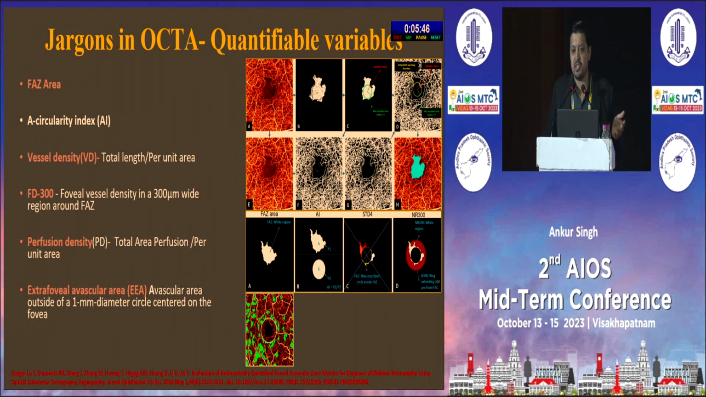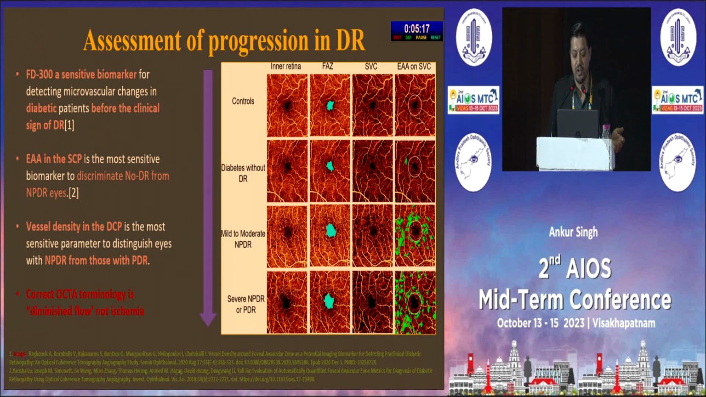Why do we need these diagrams? Because they can act as quantifiable variables. One of them is the foveal avascular zone area, and the acircularity index, which tells how much your fovea is acircular compared to a circle. Vessel density, FD300, is the foveal vessel density in a 300 micron area centered over the fovea. For the perfusion density, an extrafoveal avascular area is an area of avascularity or flow void area outside the 1 mm area centered over the fovea.